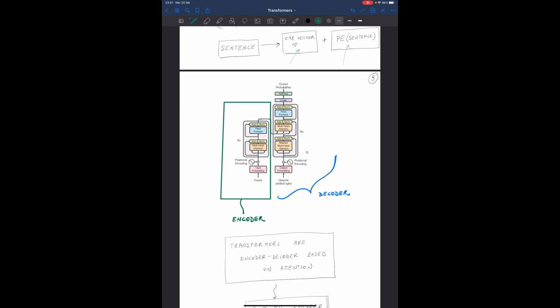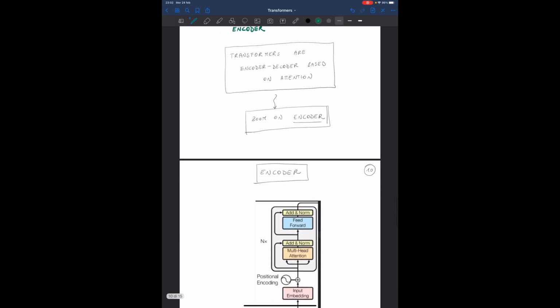So we are starting our translation. We start from the first word. For the first word, we do all of this, and then the first word is fed as an input to produce the second word of the translated text, and so on and so forth. So we have two blocks, encoder, decoder, based on attention, and that is what transformers neural networks are. So let's start from the encoder now.